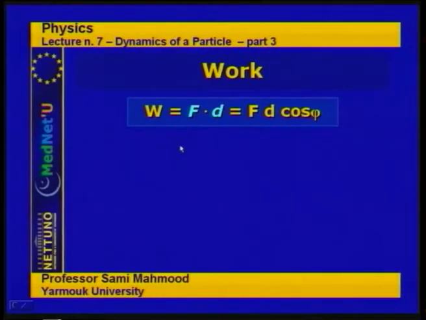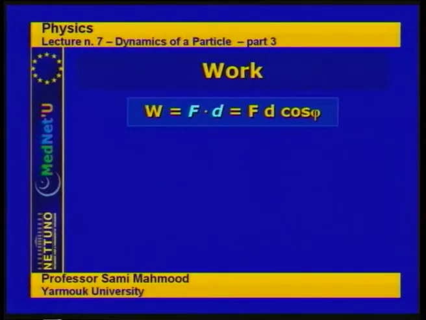Thus, we take in the beginning a specific example, a simple example. If a constant force is acting on the object, the work is defined as F dot D, where F is the force vector that is applied to the object, and D is its displacement.